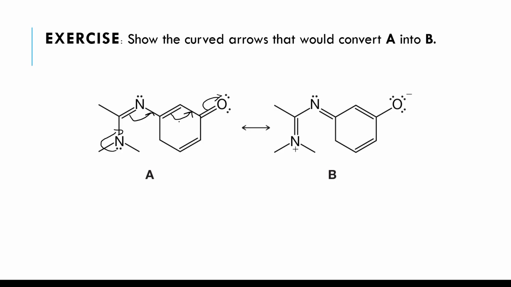And if we check all the structures, they are pretty much the same. So we need to add 4 curved arrows to go from A to B as a resonance form.